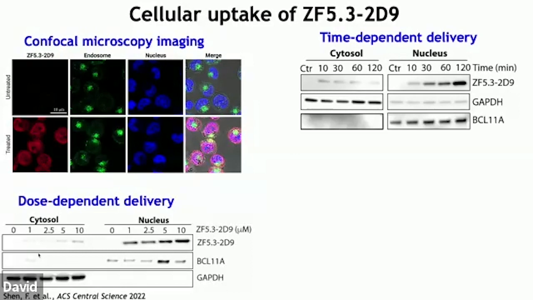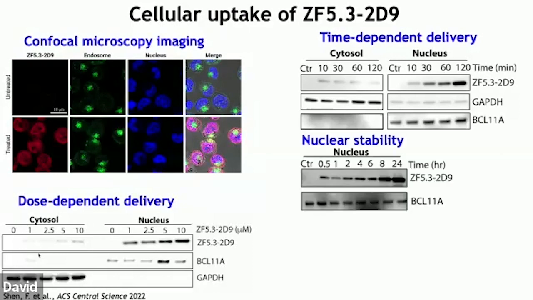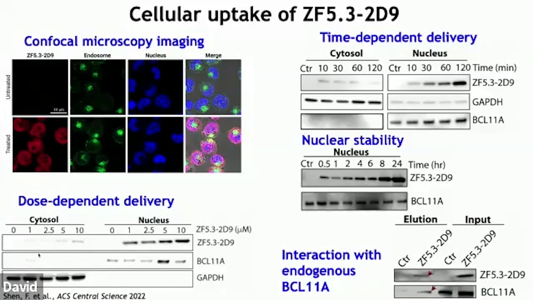We've looked at the time dependence, in as little as 30 minutes. You can see cell entry and nuclear stabilization. We've looked at this over 24 hours. It appears that the protein continues to accumulate in the nucleus. And one thing that was key to us was to ensure that this nanobody, selected using only a fragment of BCL11A, still has affinity for the full-length protein.